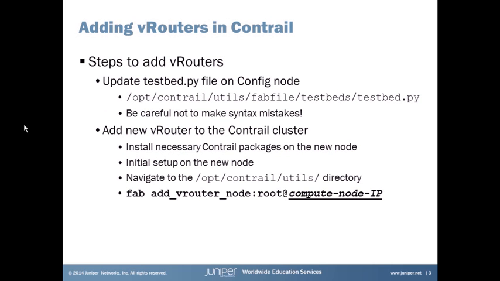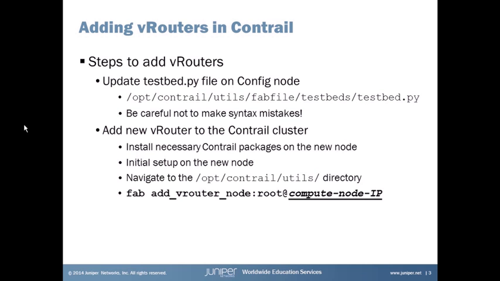Let's talk about how we add vRouters. The first thing you need to do is, on the config node itself, update the testbed.py file with the new vRouter information, and we'll go through how to do that. That's under the opt contrail utils fabfile testbeds directory, and then it's the testbed.py file. Be very careful not to make syntax mistakes. It's easy to do, it's very finicky, but just look at other entries to see the actual syntax.